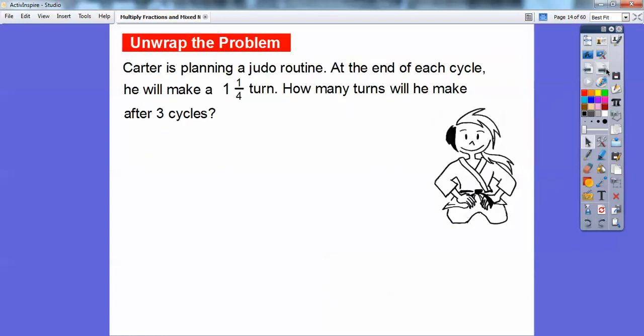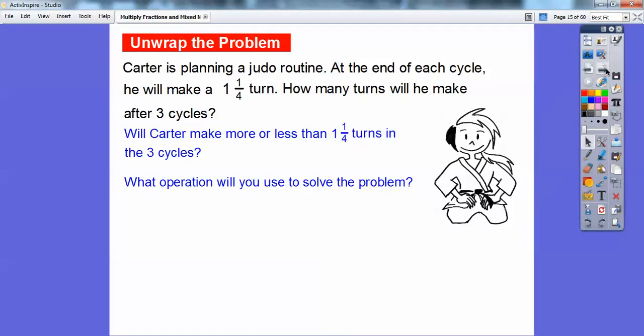All right, so here we go. Let's see. Carter is planning a judo routine. At the end of each cycle, he will make 1 1/4 turns. How many turns will he make after 3 cycles? Okay, let's answer a couple of questions. Will Carter make more or less than 1 1/4 turns in the 3 cycles? Well, I think that's pretty easy to see, you guys. Since he does 1 1/4 turns for each cycle, and he's going to do 3 of them, he's definitely going to do more than that.